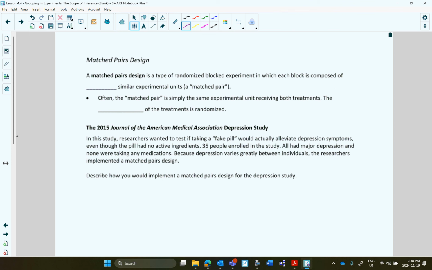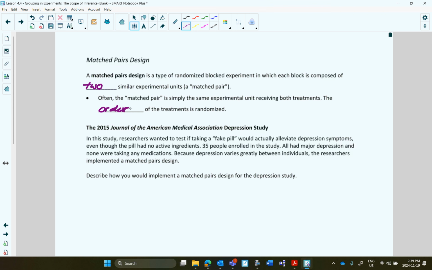It's a type of randomized block, in which each block is composed of two similar units. So they're put off in pairs. That's why we call it matched pairs. Sometimes the matched pair is the same experimental unit receiving both treatments, but the order of the treatments is randomized.